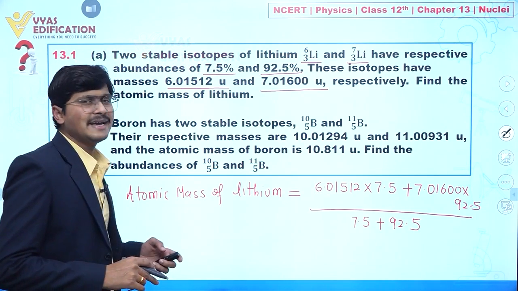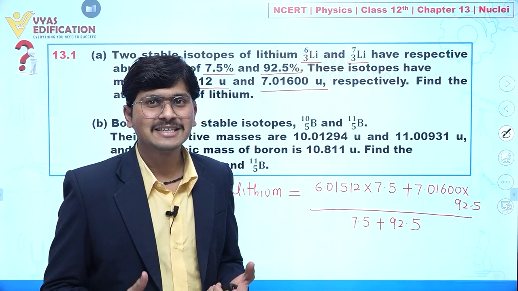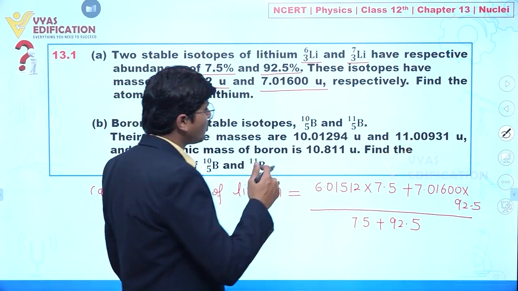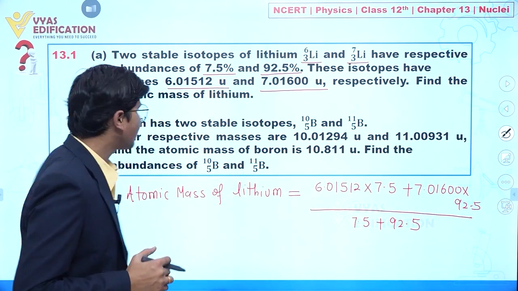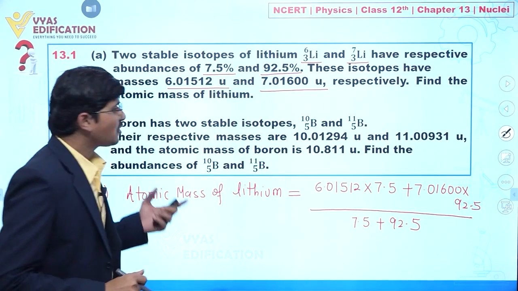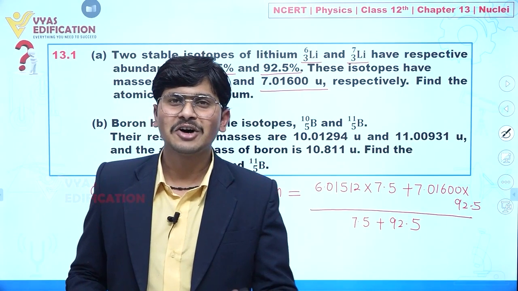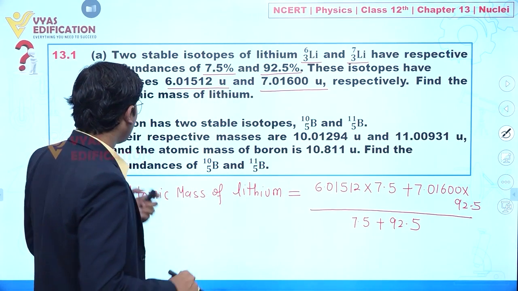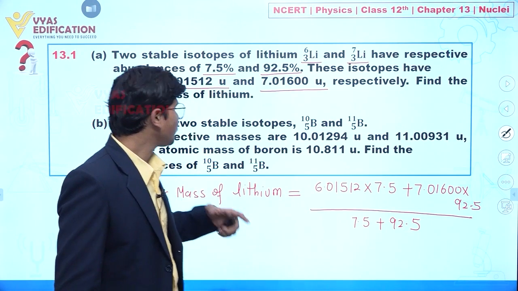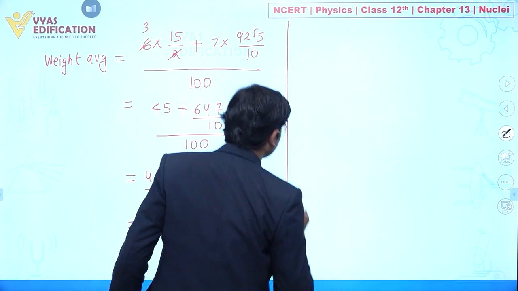In part B, we have the same pattern of question, but the values are changed. Clear? So now you can see boron has two stable isotopes, boron 10 and boron 11. Their respective masses are also given to you. The atomic mass of boron is given in this question. It means the weighted average of boron is given. So now we have to find the abundance of boron 10 and boron 11. Clear? So how can we calculate?